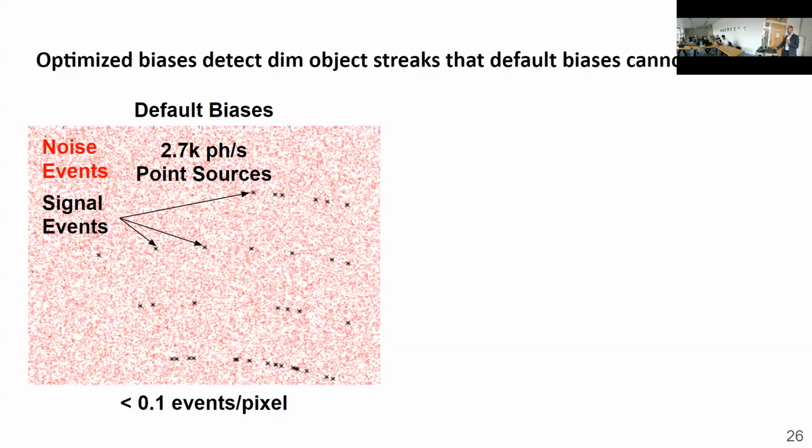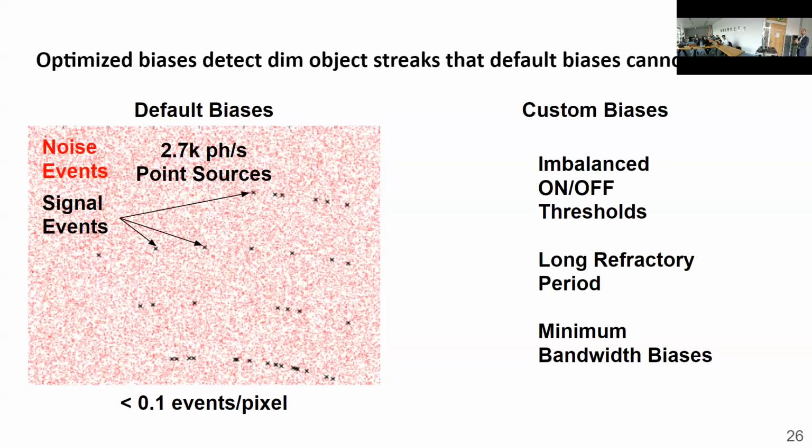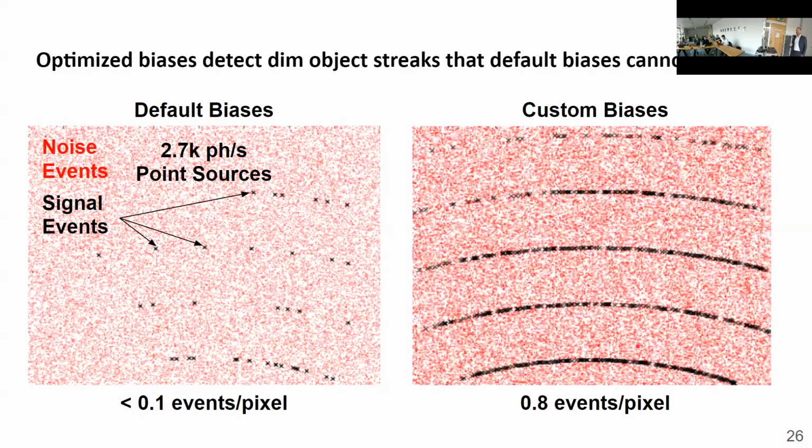Now, when I apply some custom bias configurations, and it turns out the best one includes a combination of imbalanced on and off thresholds, as we discussed before, a longer increased refractory period, and then minimized bandwidth biases. What I find is when I'm looking at the same brightness sources, I get greater than 80% response probability along these streaks. So that's a great result.